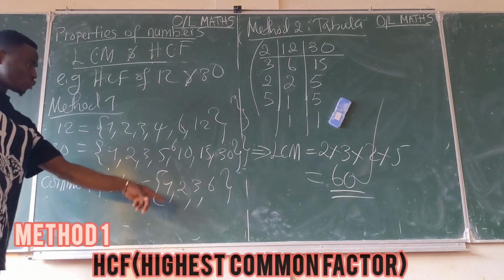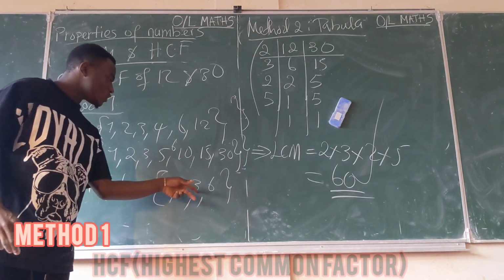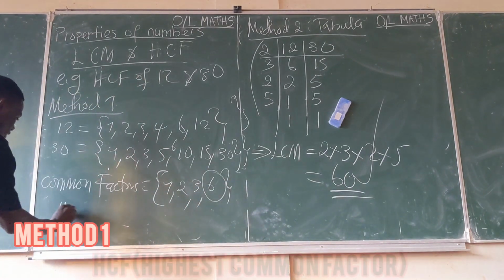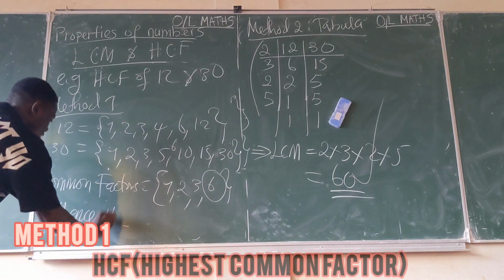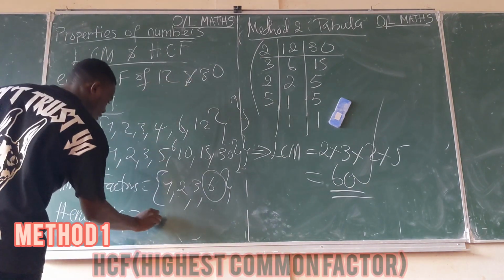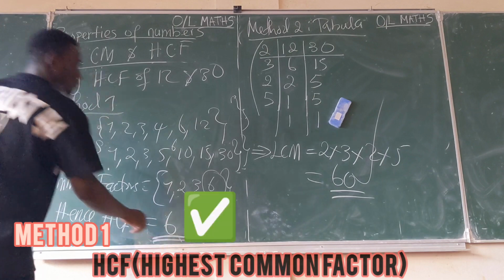Now, these are the common factors. You now ask yourself, which of these numbers is the highest? The highest is 6. And you can say, hence, the HCF of 12 and 30 is equal to 6.